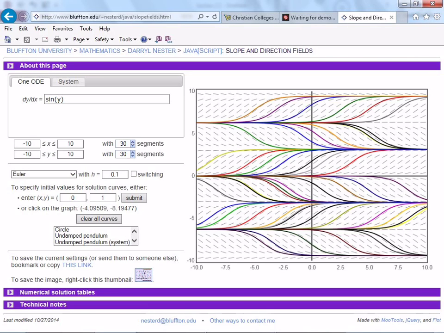Every single curve that I've drawn on this screen, and every curve I could possibly get by clicking on this screen, actually satisfies this differential equation. Each of them is a solution to one and only one initial value problem, but they're all solutions to the differential equation. You can also save that image or open that up.